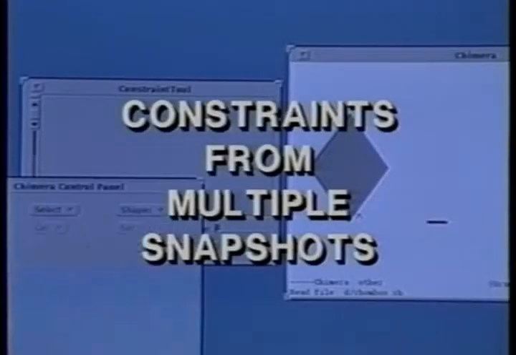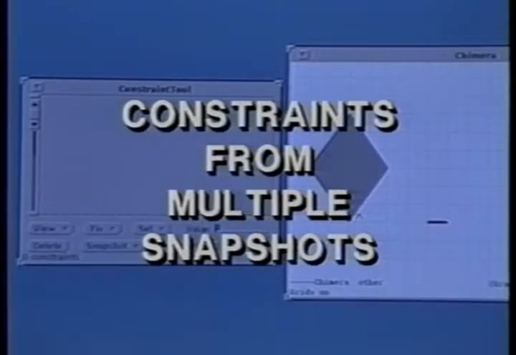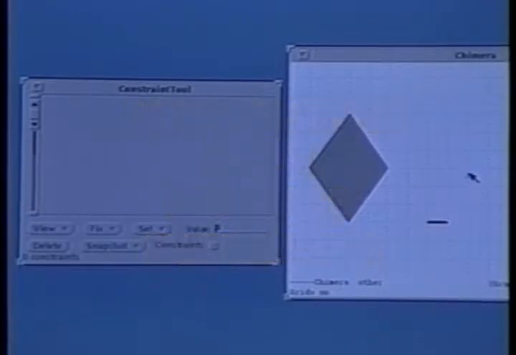Constraint-based search and replace is a mechanism for inferring constraints from a static scene according to user-defined graphical rules. Sometimes it's difficult to infer constraints from a static scene, but using another technique, constraints from multiple snapshots, Chimera can infer intended constraints from several configurations of an illustration.